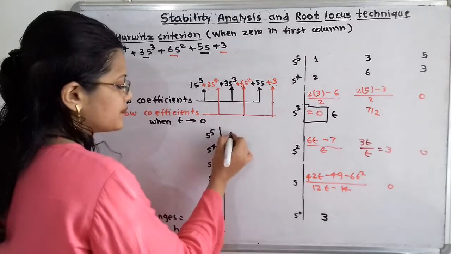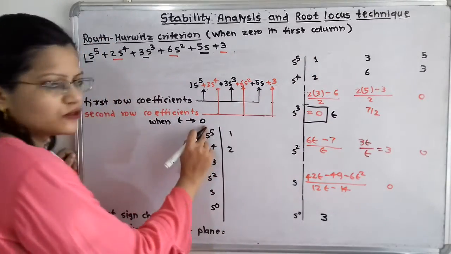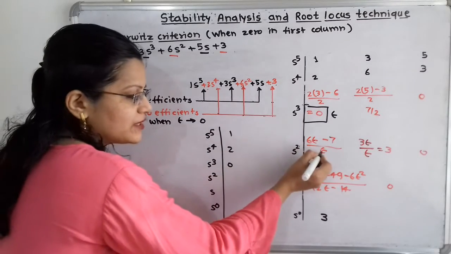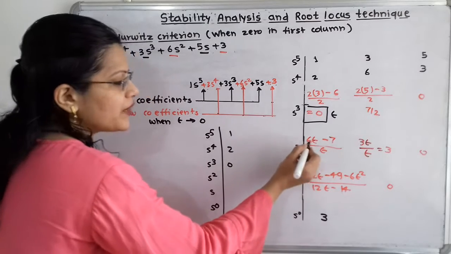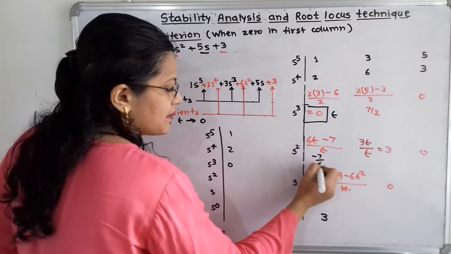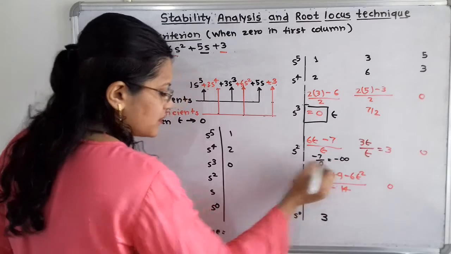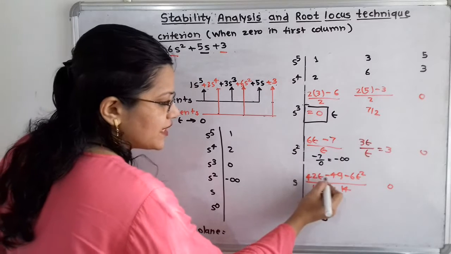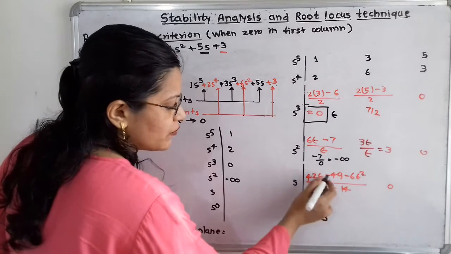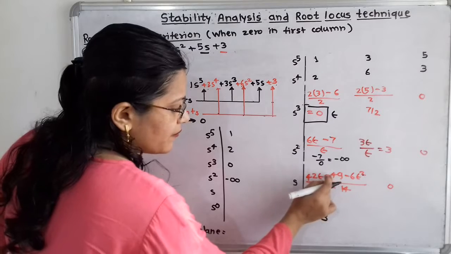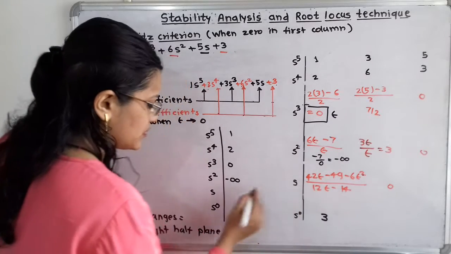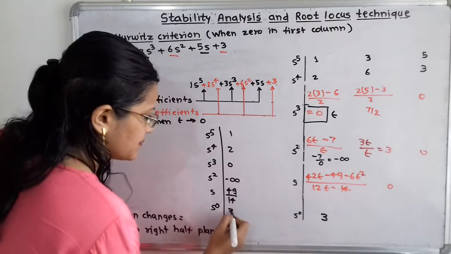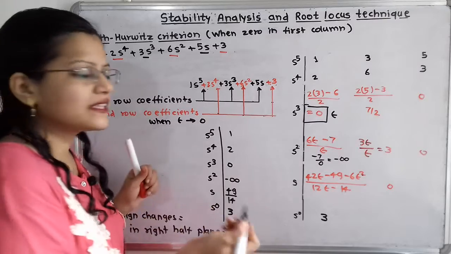So what are the values in the first column? That is 1, 2. Now here epsilon, but epsilon tends to 0, that is the condition, so I will write here 0. Then here if I put epsilon equal to 0, then what is this value? That is minus 7 divided by 0, and that is nothing but minus infinity. So I will write here minus infinity. Then here, that is minus 49 divided by minus 14, that is 49 divided by 14, and here is 3.